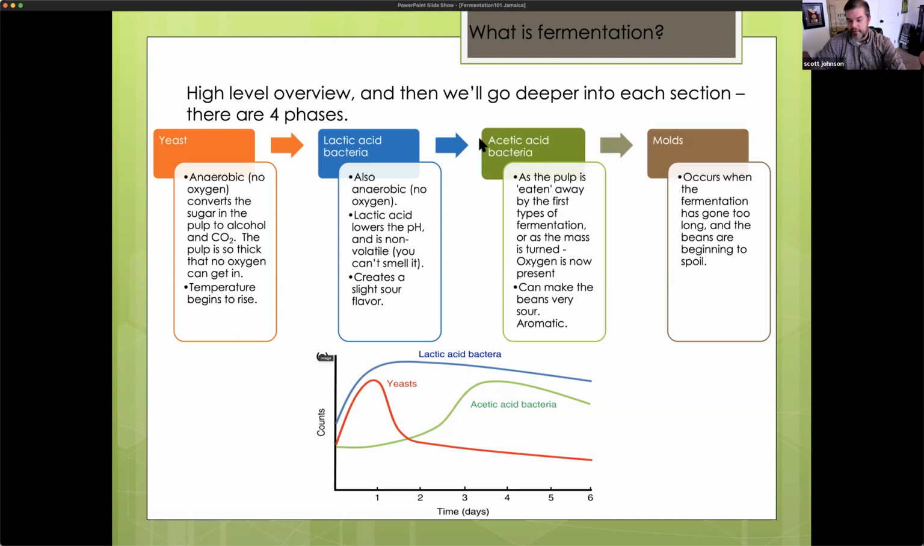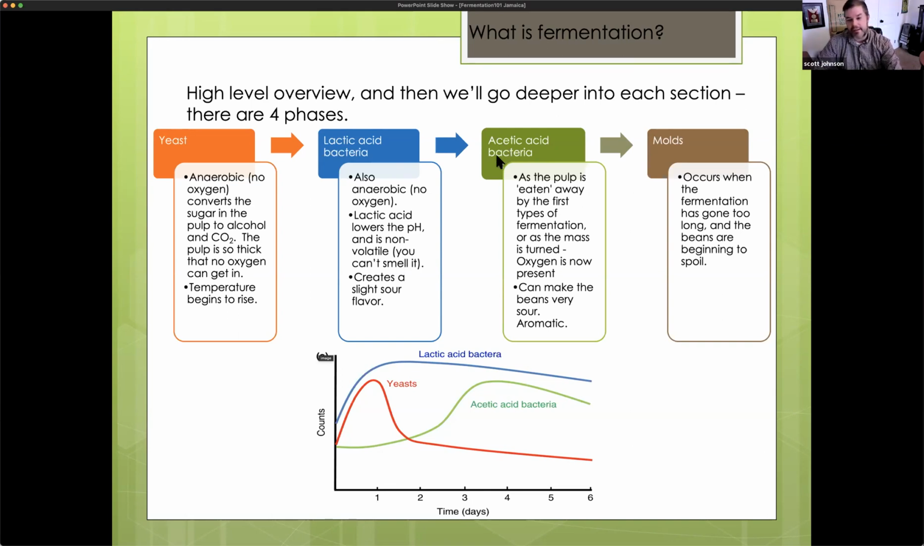Really, from a sour perspective, what you're going to be worried about is this third stage over here, which is your acetic acid bacteria. So as you work through these stages, your yeast is eating all the sugar. Eventually, by about day 3 or 4, it's eaten enough sugar away, the oxygen can now get into the center of the pile, and that oxygen is going to start to feed this acetic acid bacteria, and it's going to create vinegar.